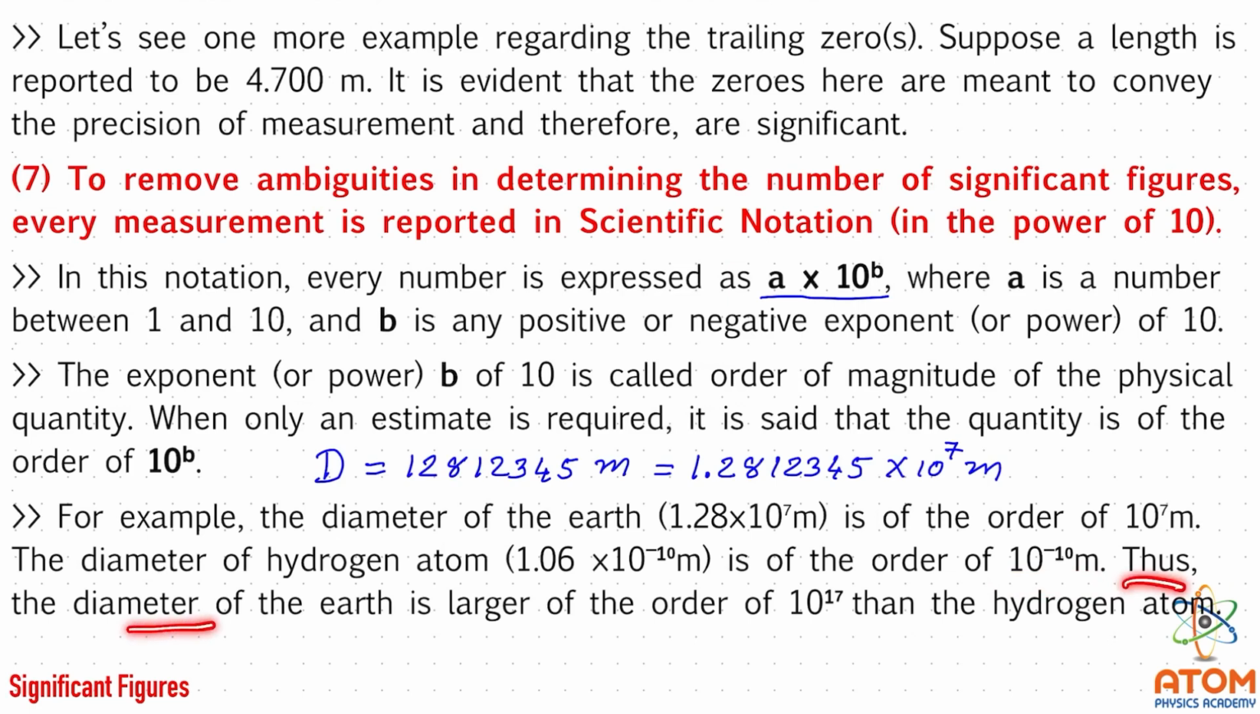Thus, the diameter of earth is larger, of the order of 10 raised to 17, than the hydrogen atom. Here it is very clear that the diameter of earth is of the order of 10 raised to 7 meter and diameter of hydrogen is of the order of 10 raised to minus 10 meter. That is why we can say the diameter of earth is 10 raised to 17 times larger than the diameter of hydrogen.